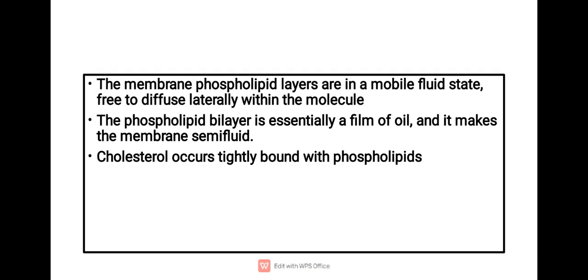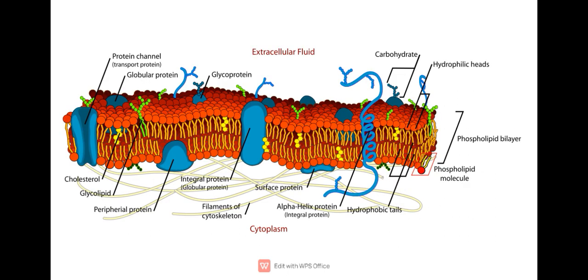The membrane phospholipid layers are in a fluid mosaic, mobile fluid state, free to diffuse laterally within the membrane. The phospholipid layer is essentially a film of oil and it makes the membrane semi-fluid. Cholesterol occurs tightly bound in phospholipids.